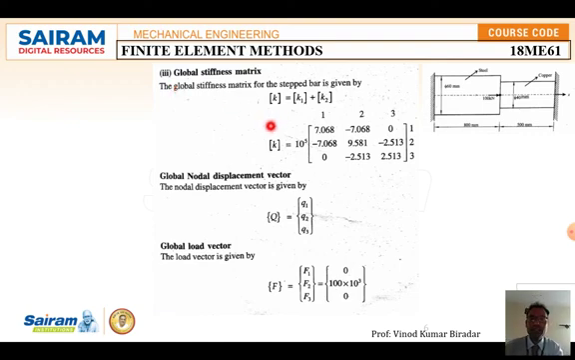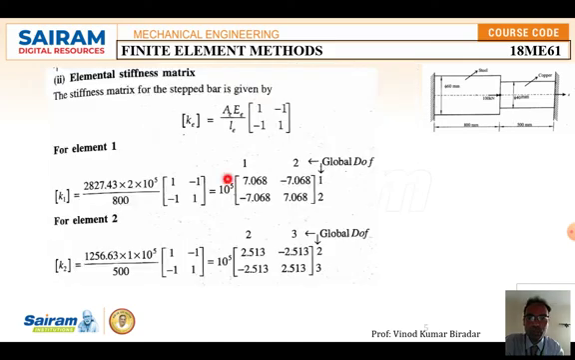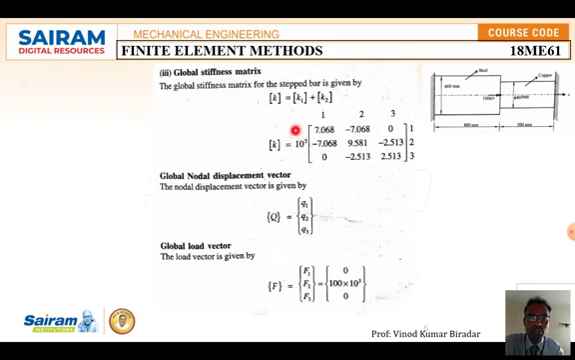Global stiffness matrix is equal to what? K is equal to K1 plus K2. Since here 3 nodes are there, it is a 3 into 3 matrix. In both, the common factor 10 to the power of 5 is there, so take 10 to the power of 5 common here.